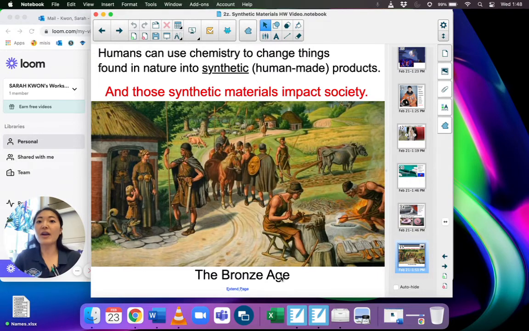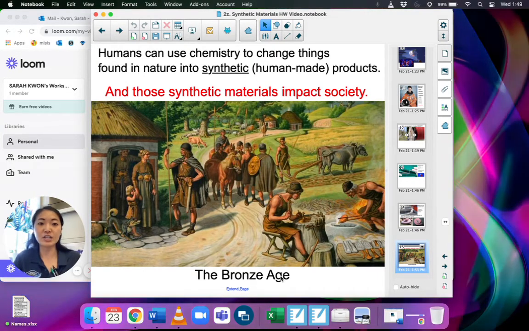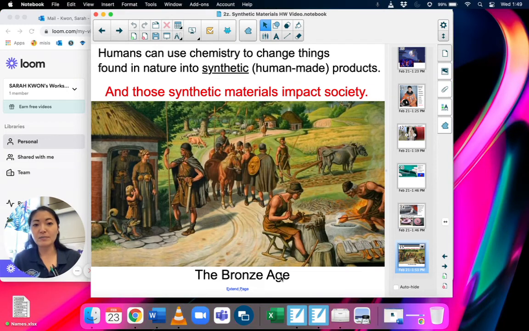So trade all over the world, different countries exploded. And there was a mixing of cultures. And all this other equipment that we didn't have before. And so basically what I'm trying to say is that the Bronze Age happened because humans started using natural things found in nature, which is the copper ore, and we use chemistry to turn it into a synthetic human-made product. And those things can change society. All those synthetic materials we make change society, right?